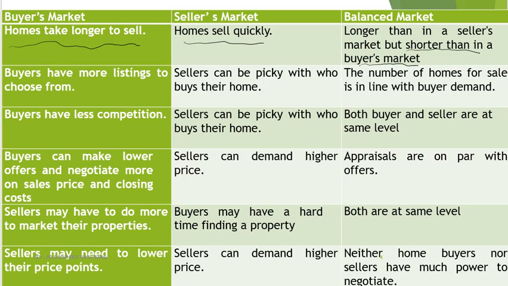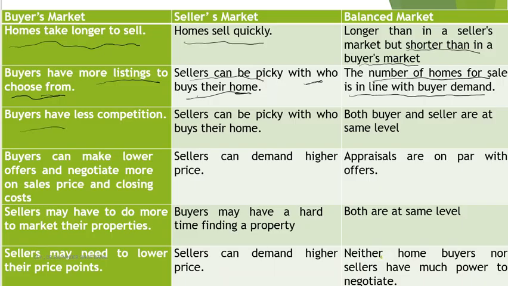In buyer's market, buyers have more listings to choose from. But in seller's market, sellers can be picky about who buys their home. And of course in balanced market, the number of homes for sale is in line with buyers' demand.